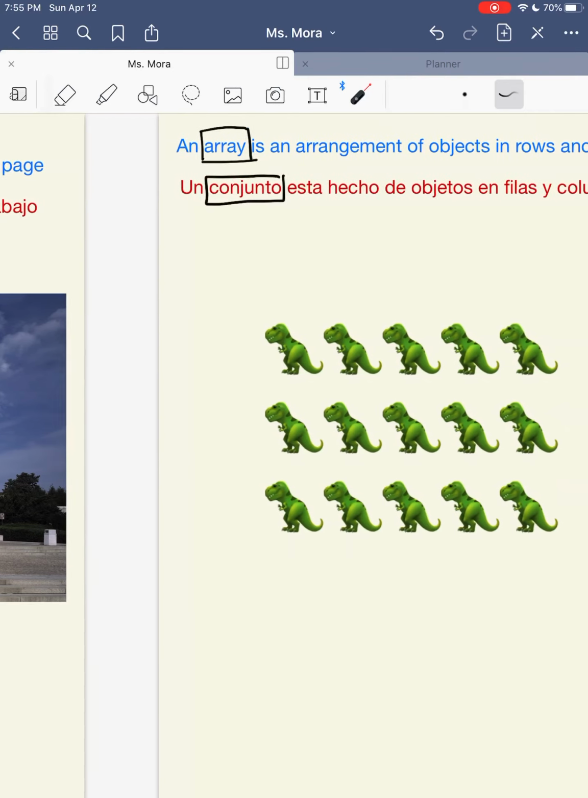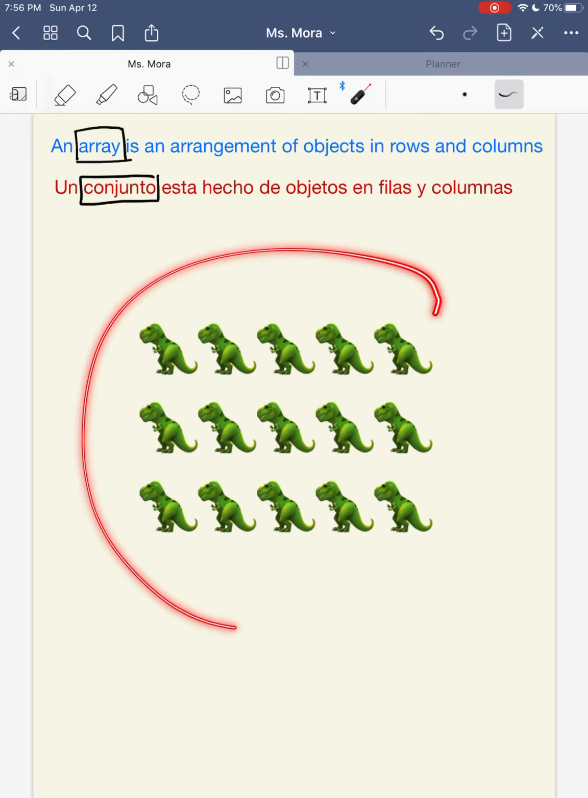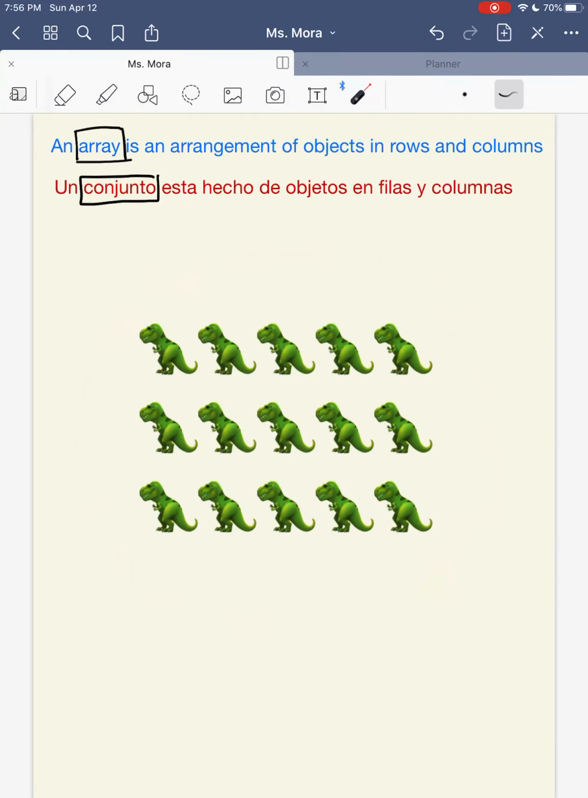So one last thing we learned about last week was an array. An array is an arrangement of objects in rows and columns. También aprendimos sobre conjuntos que están hechos de objetos en filas y columnas. So if you look at this array, this whole thing is an array. Este es mi conjunto.